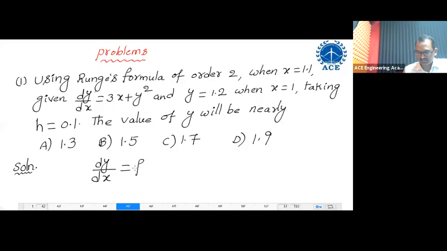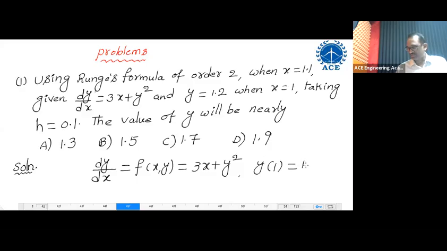Dy by dx is also denoted by f of x y is equal to 3x plus y square. The initial condition is given: y value 1.2 when x is equal to 1. This is the initial condition. Y value at x naught should be y naught.